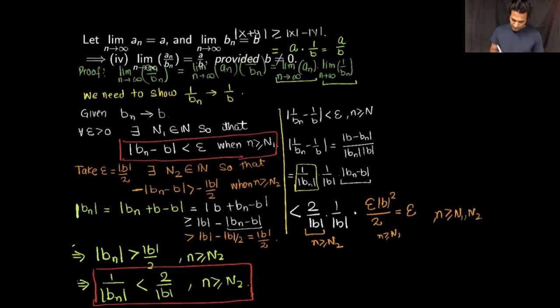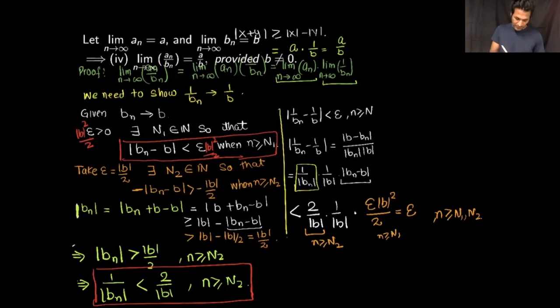And how to do this? All I can do, because this is true for all epsilon, is change that 1 to, instead of this, multiply that epsilon by the absolute value of b squared divided by 2. Since this is true for all epsilon, it will be true for this epsilon. So this will be epsilon times |b| squared divided by 2. So now I can start my proof.